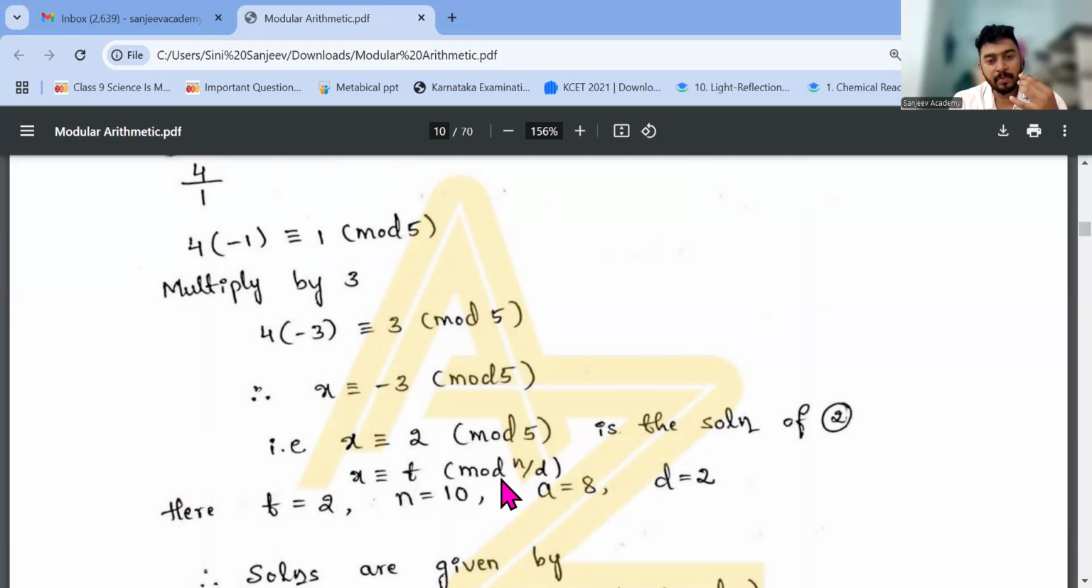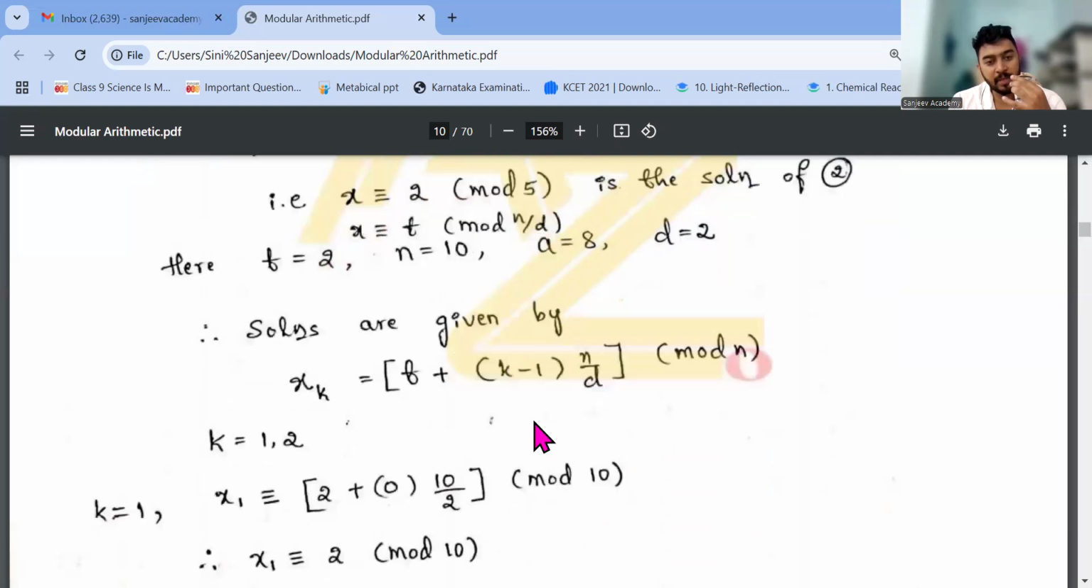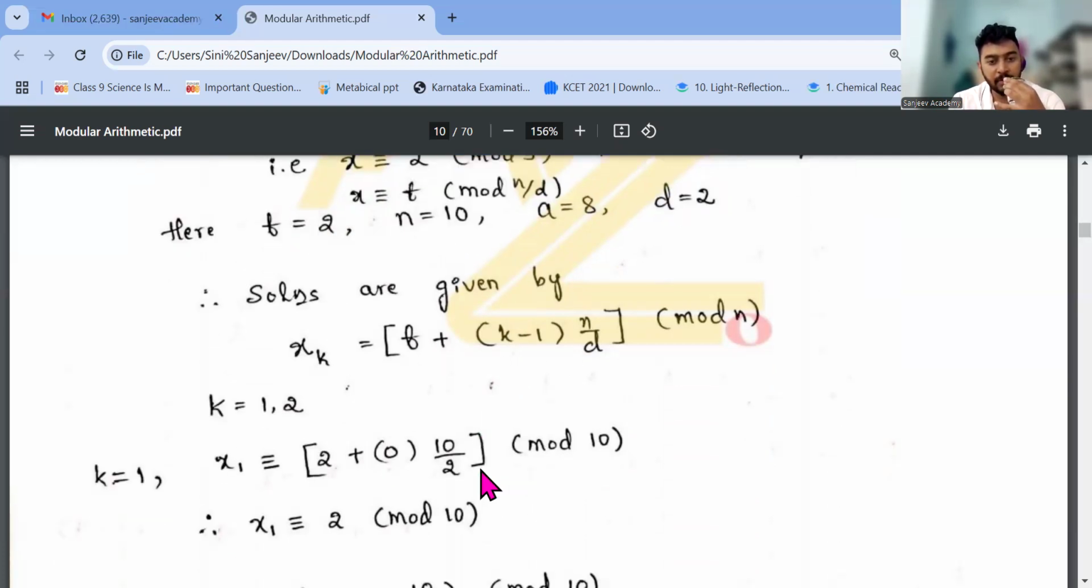x congruent to t mod n by d. t is equal to 2, n is equal to 10, a is equal to 8, d is equal to 2. Solutions are given by the same formula I am applying. k is equal to 1, substitute their values. Whatever these values are, just substitute here. Pause the video and substitute.